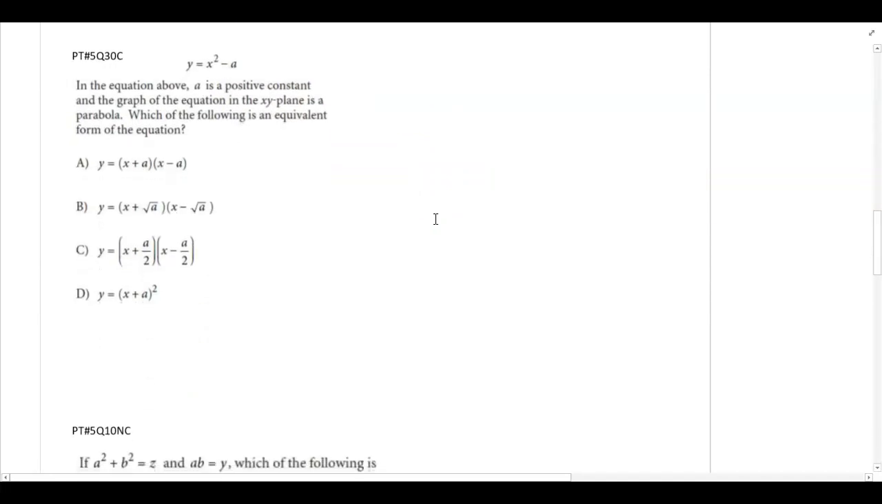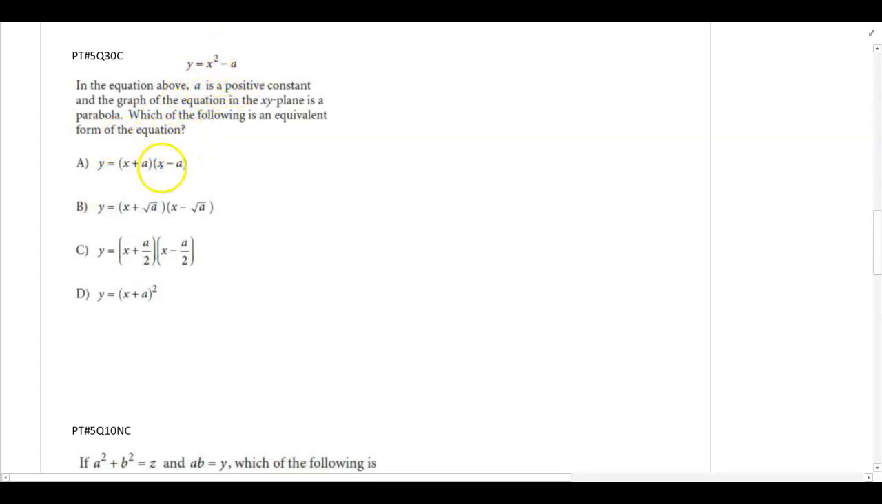The next one. Most kids will get this wrong, and we need to make sure we hammer this on the test. In the equation above, a is a positive constant, and the graph of the equation in the xy plane is a parabola. So you know this is a quadratic. Which of the following is an equivalent form of the equation?